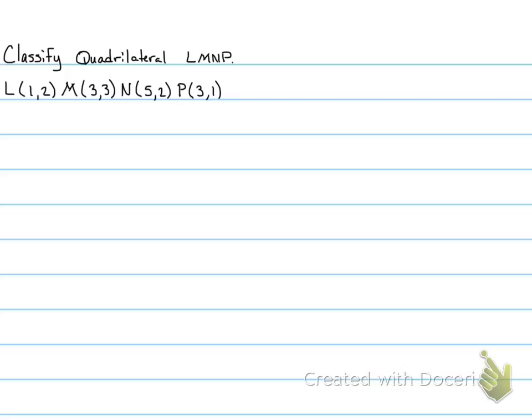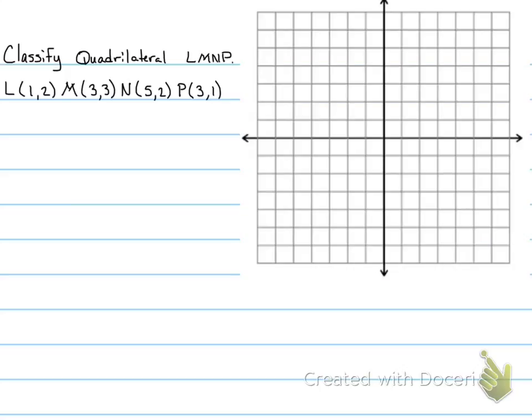If we need to classify a quadrilateral, in this case we're given 4 points, L, M, N, and P. We plot them on a coordinate grid. If we connect all 4 points, that's what it will look like. What we need to first do is find out the slopes of each. To find the slopes, you can use the formula, y2 minus y1 over x2 minus x1, or you can just use rise over run.